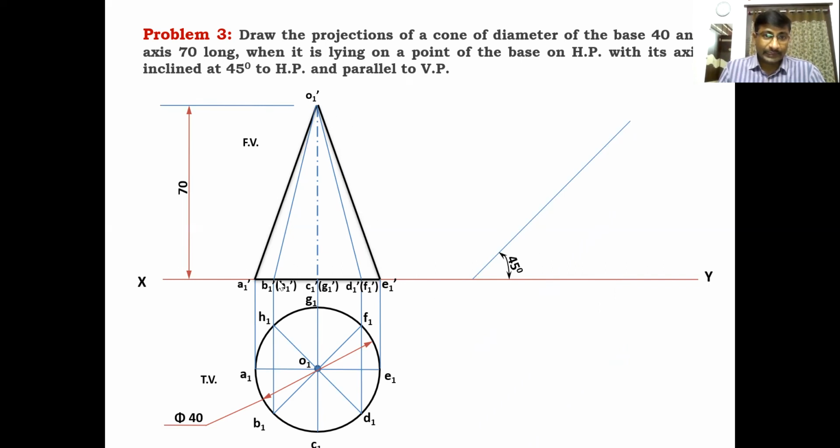Therefore, this is the baseline and this is the axis line. These two are perpendicular to each other. Clear? Whenever the axis rotates 45 degrees, draw a line perpendicular to the inclined line. This is the axis line, this is the baseline. So draw the baseline in such a way that one of the base points is on XY.